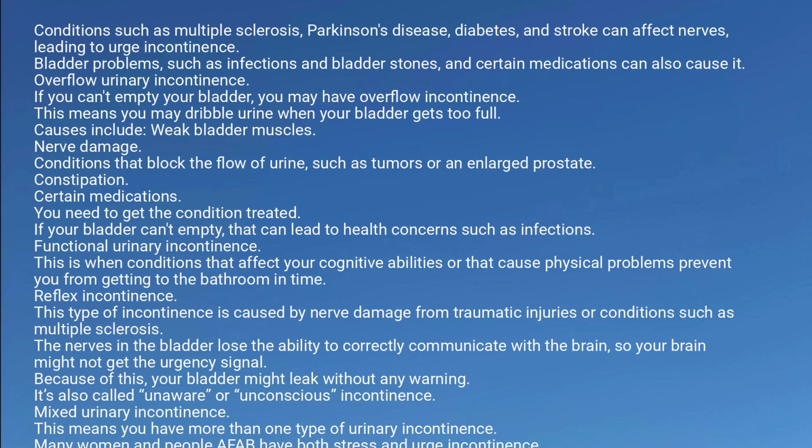Reflex incontinence. This type of incontinence is caused by nerve damage from traumatic injuries or conditions such as multiple sclerosis. The nerves in the bladder lose the ability to correctly communicate with the brain, so your brain might not get the urgency signal. Because of this, your bladder might leak without any warning. It's also called unaware or unconscious incontinence.